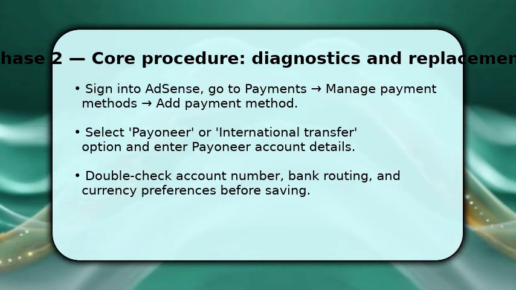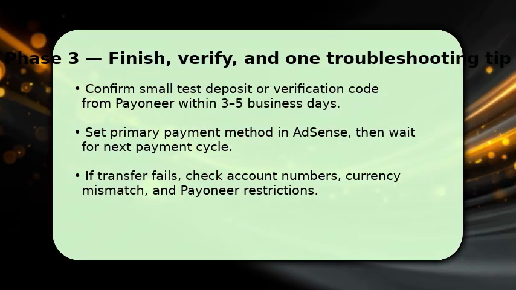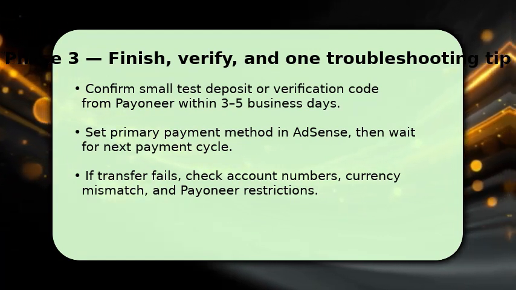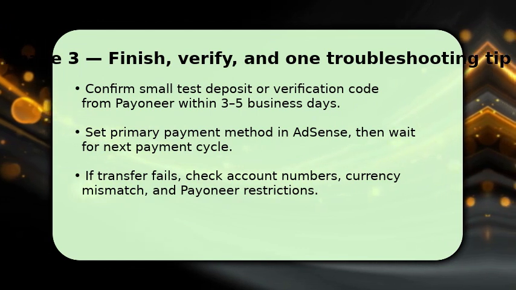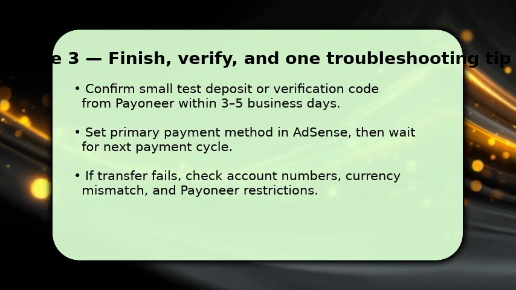After adding Payoneer, you'll often need to confirm with a small test deposit or a verification code. Check Payoneer and your bank within 3 to 5 business days. Once verified, go back to AdSense, set Payoneer as your primary payment method, and wait for the next payout cycle.